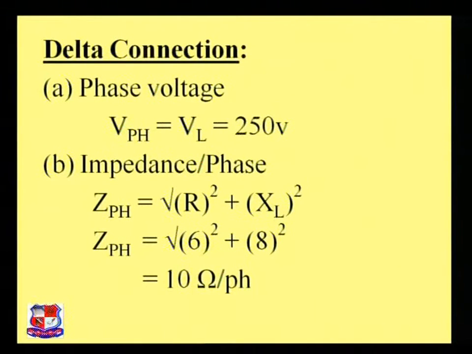By putting the values of 6 and 8 into the equation, the square root of R squared plus XL squared, we get ZPH equals the square root of 6 squared plus 8 squared. Now 6 squared is 36 and 8 squared is 64. Taking 36 plus 64, that is 100. The square root of 100 is 10. So ZPH equals 10 ohm per phase.